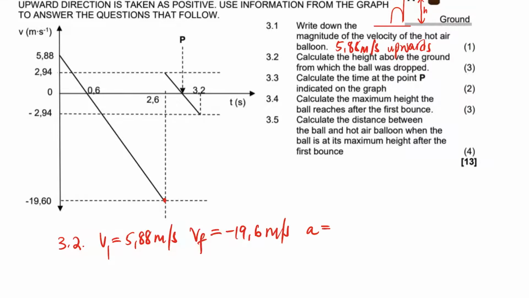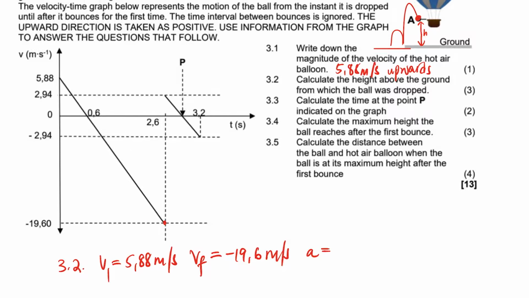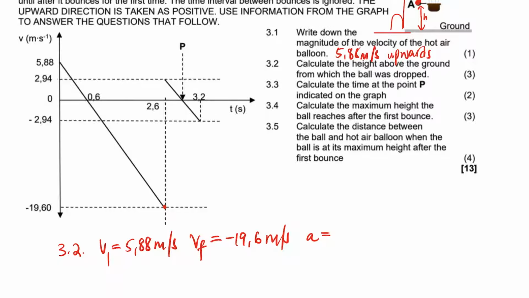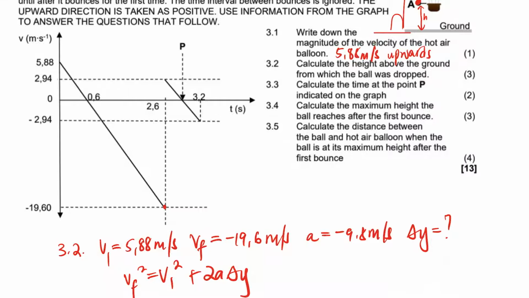Our acceleration here, remember, we chose upward as positive. So our acceleration, even if you look at the slope of the graph, is negative: negative 9.8 meters per second squared. We wanted the height, which is the displacement. So the formula we're going to use, amongst the formulas, based on what we have, is vf squared equals v initial squared plus 2a change in y.